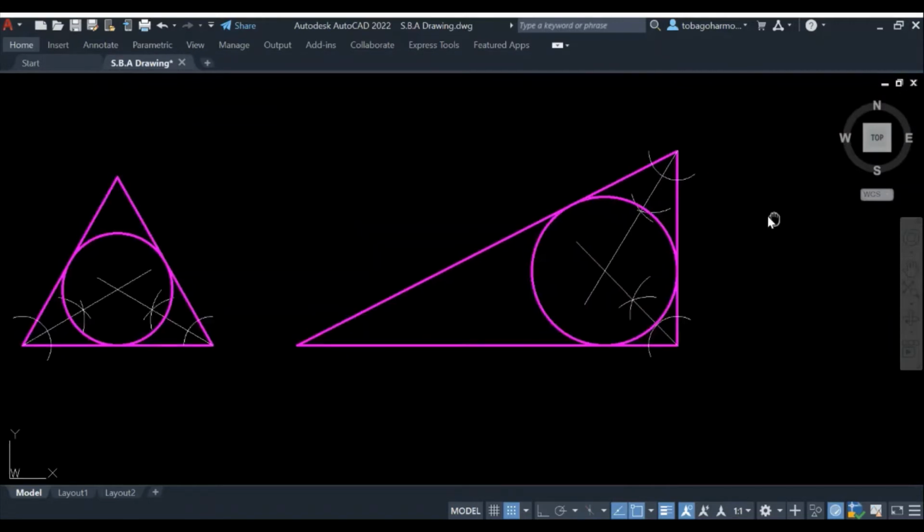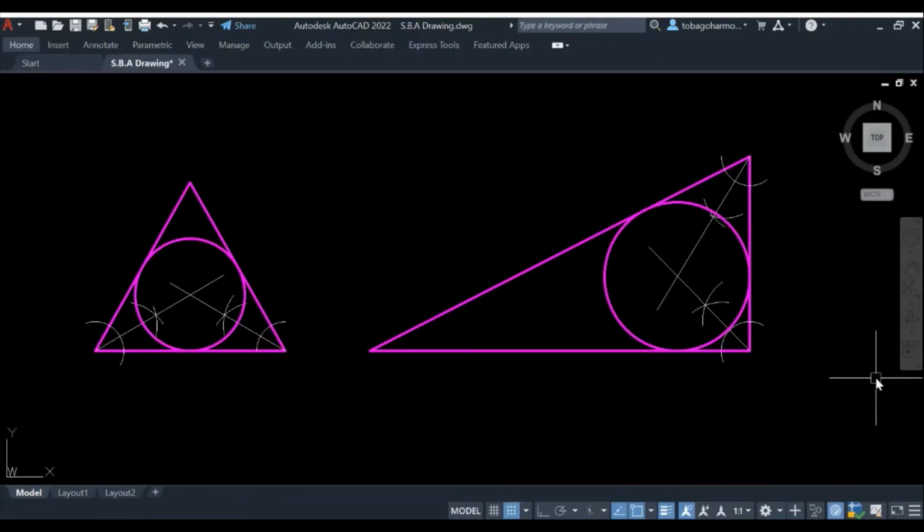So that's how you inscribe a circle in a triangle, and I trust that you would have learned a lot, and you can use this for any triangle regardless of the shape or size.